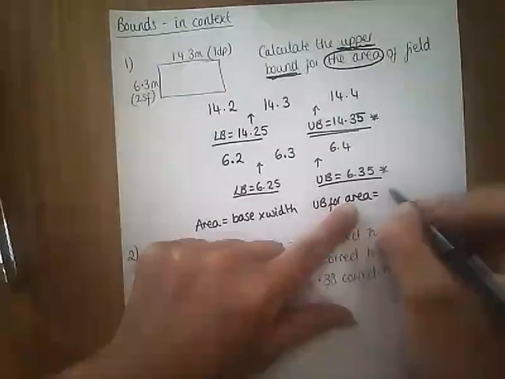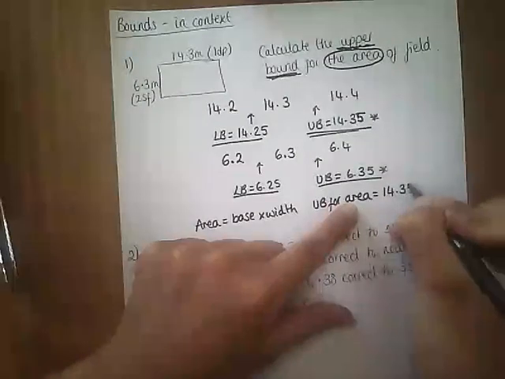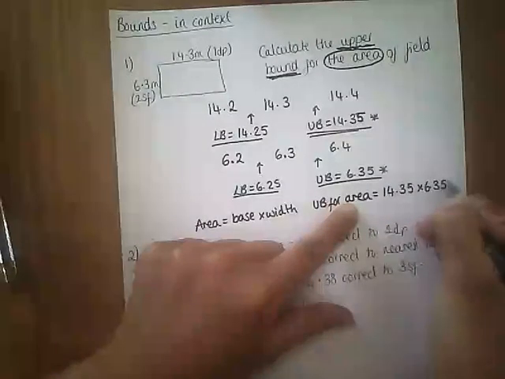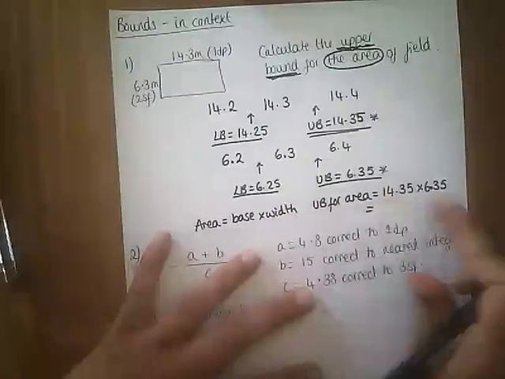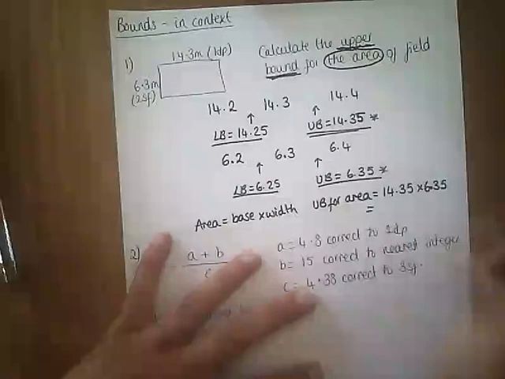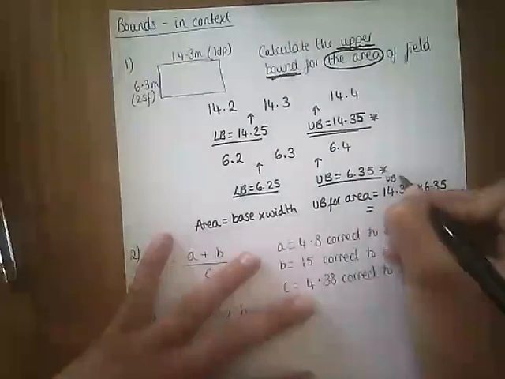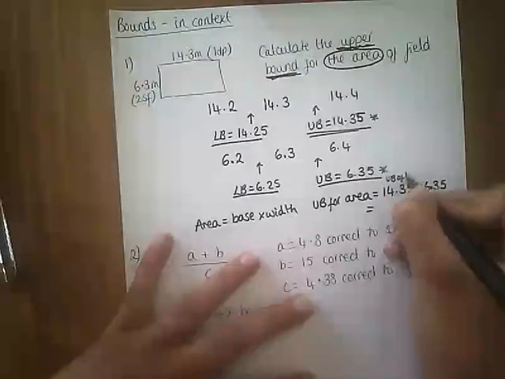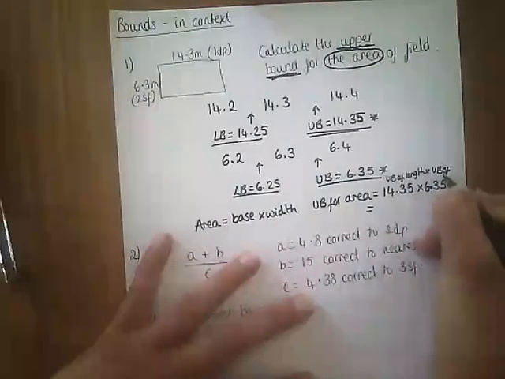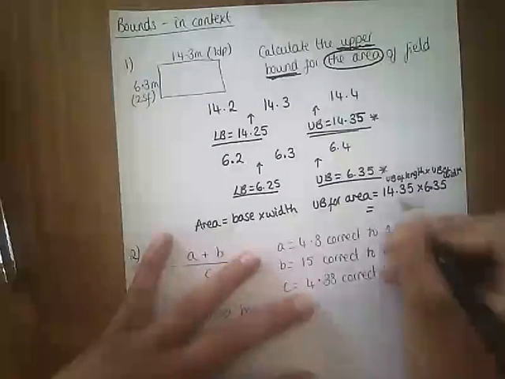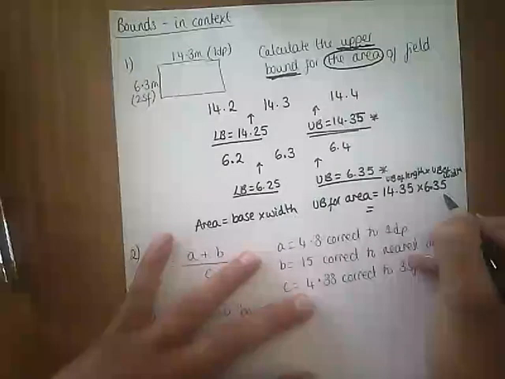So I'm going to do 14.35 times 6.35. Now, it is absolutely vital that you write down what you are doing. That is how you're going to get marks. So you're doing the upper bound of the length times the upper bound of the width. You must write this calculation in. If not, you will not get the marks. Then you can use the calculator on it.